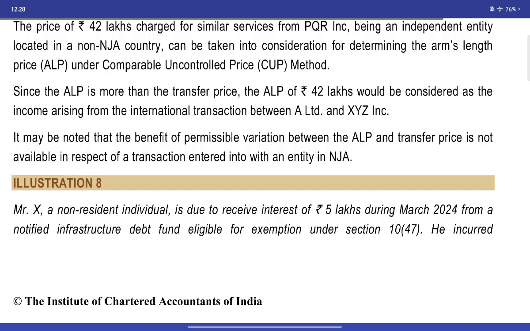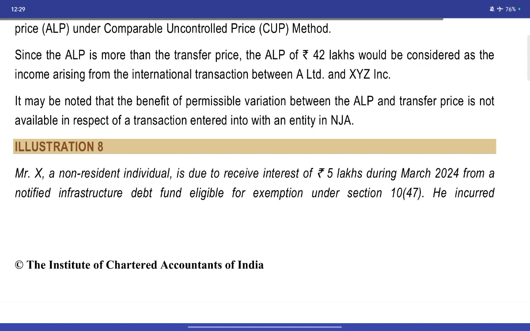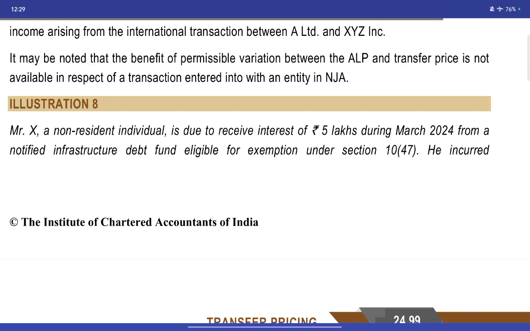Since the ALP is more than the transfer price, the ALP of 42 lakhs would be considered as the income arising from the international transaction between A and XYZ Limited. We have noted that the benefit of permissible variation between the ALP and the transfer price is not available for a transaction entered into with an entity of an NJA.